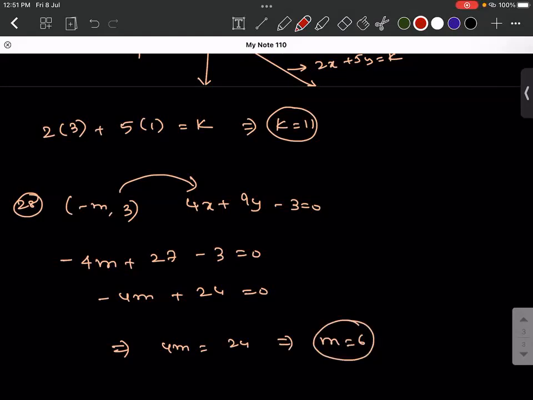So they gave you option C, 6 and minus 6. One common mistake that will happen is you will suddenly start choosing minus 6 because it is here, it is minus m. So if they ask you only m, it is 6. If they ask you what is the value of minus m, that is minus 6.